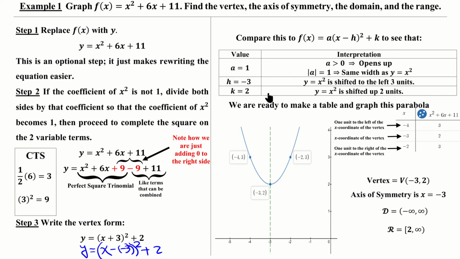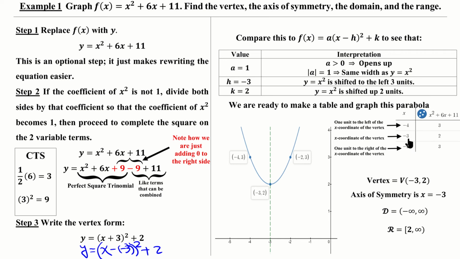So we know from our last section, the last video, that hk is going to be the vertex. So once we have the vertex, we can really start our graph because we can create our table. Remember, we always start with the vertex in the middle, then we'll just go one horizontal unit to the left of that and one horizontal unit to the right of that. Then we go ahead and evaluate the expression at those points.